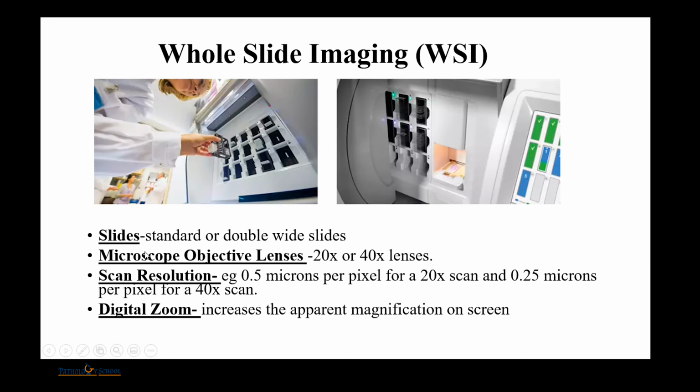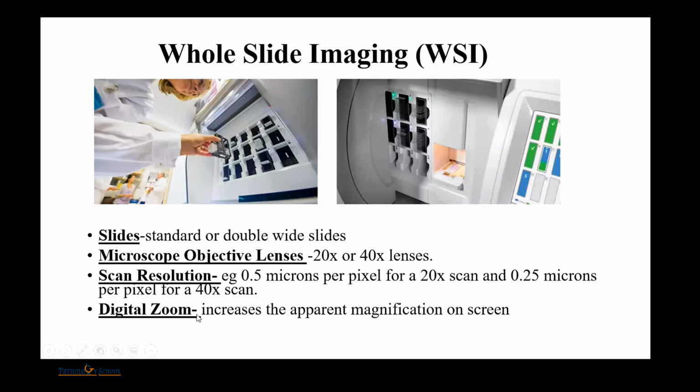Next, these WSI devices have microscope objective lenses, which are either 20x or 40x lenses. Now, there are new scanners coming in the market which even have 100x oil immersion. Then your scan resolution. Resolution is nothing but your sharpness, your ability to separate two images. For a 20x, it is 0.5 microns per pixel. Pixel is nothing but picture element. So each pixel should have a square side of 0.5 microns for a 20x and 0.25 microns for a 40x to get a clear picture.